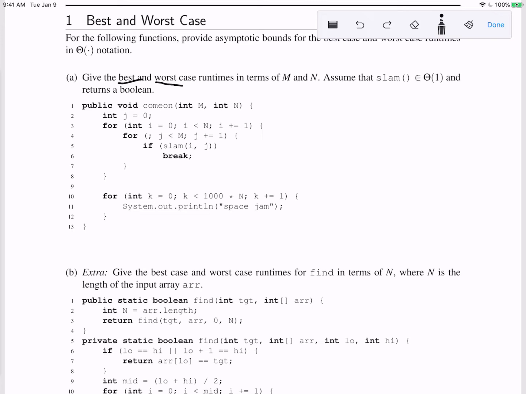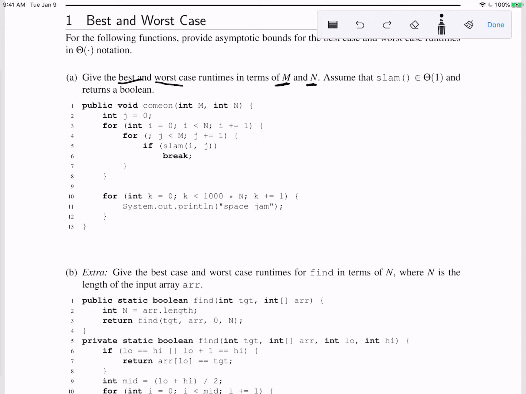You might be a little thrown off by this problem because it has 2 inputs, m and n. The good thing is that doesn't really complicate anything. The only difference is now we just have 2 variables. You still do the same process, and we're just going to treat m as a variable too, so our bound might have m as well as n. Okay, so let's go ahead and start with the best case runtime analysis.